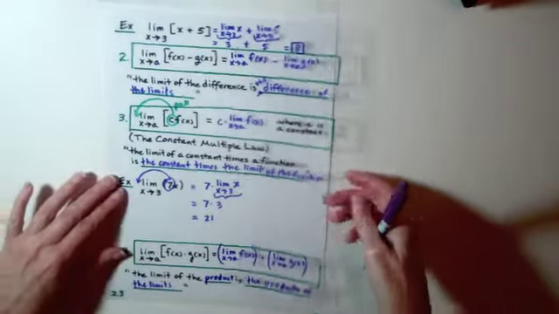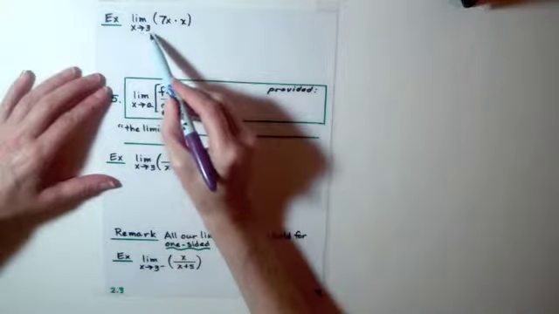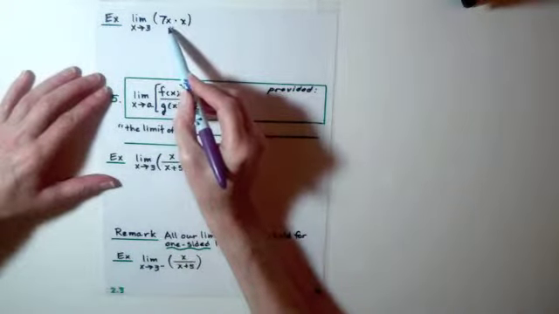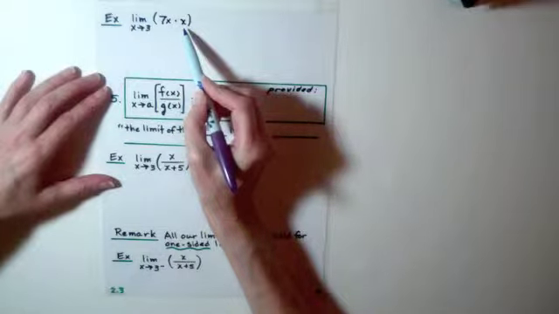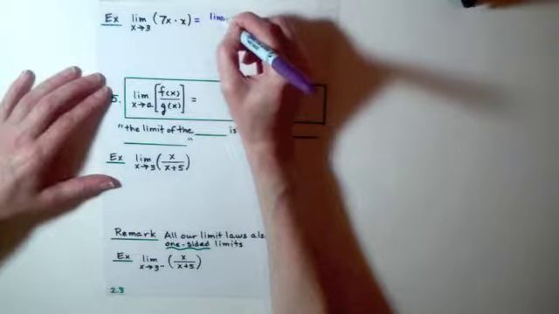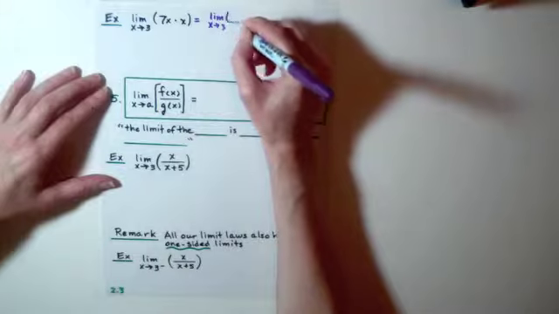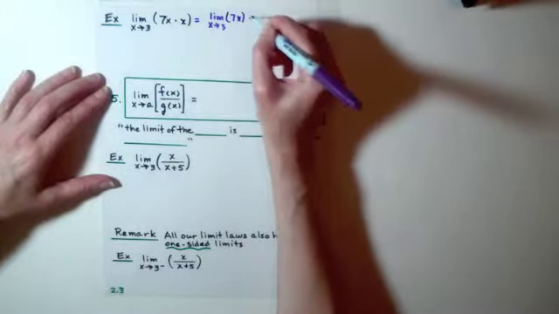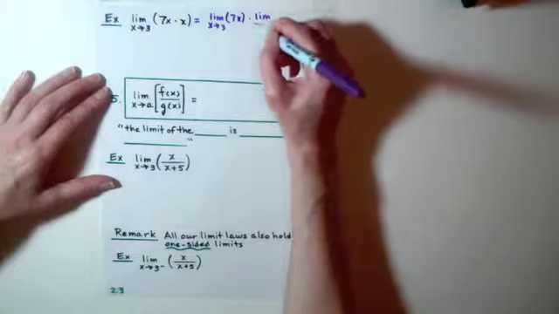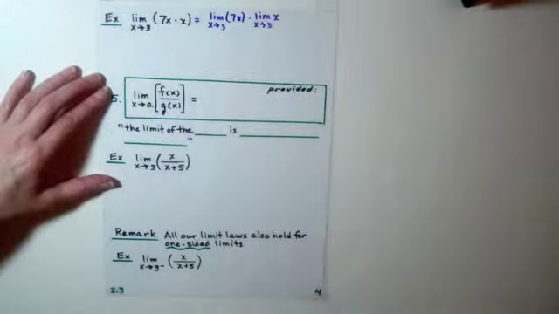Okay, let's try this one on another example. And I think, again, doing examples helps us to understand these things a little bit better. Suppose I had the limit as x approaches 3 of 7x times x, a very simple function. According to the product law, I can just go ahead and say that is the same as the limit as x approaches 3 of my first function, 7x, times the limit as x approaches 3 of my second function, which is just the function x.